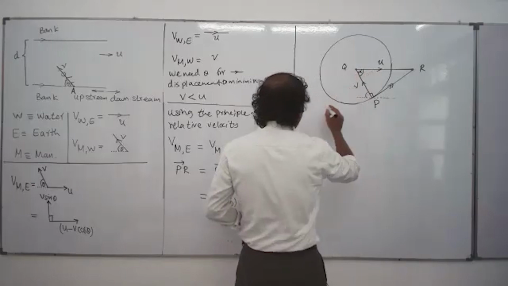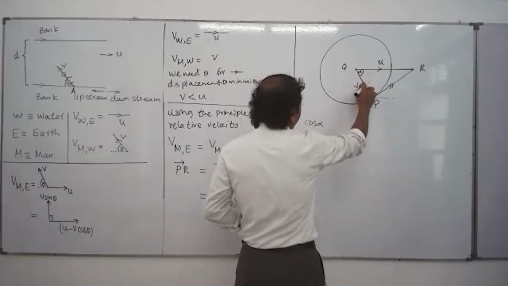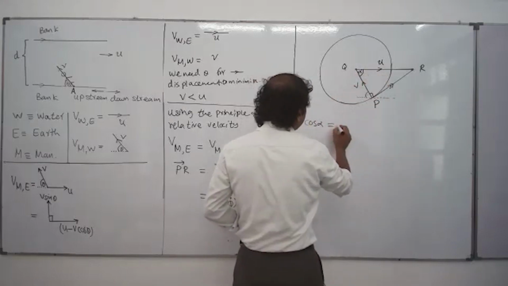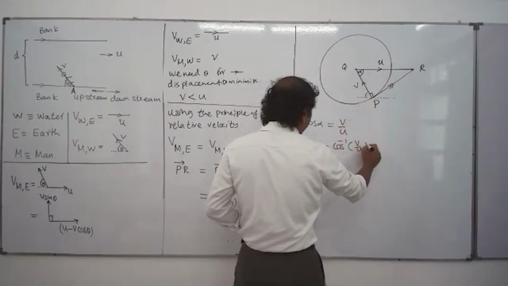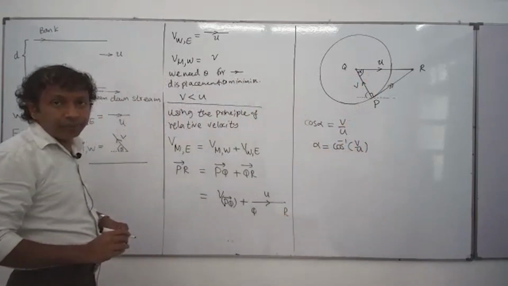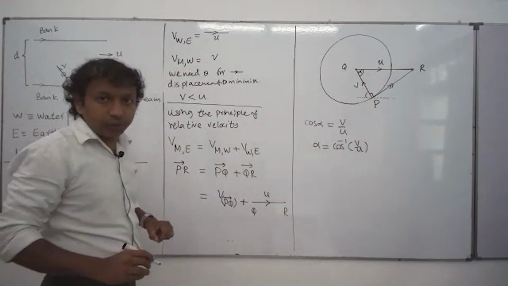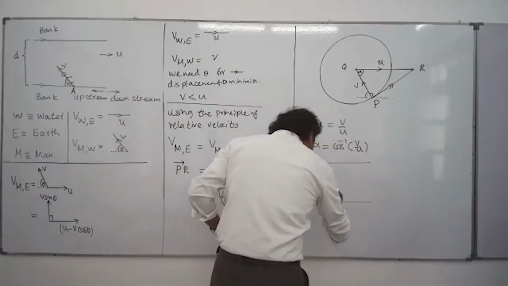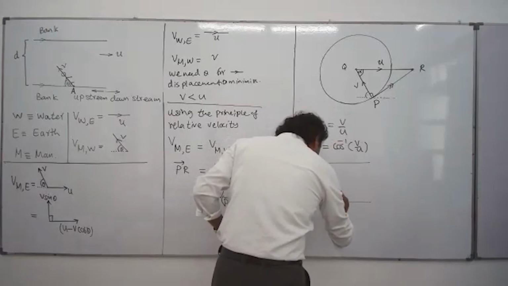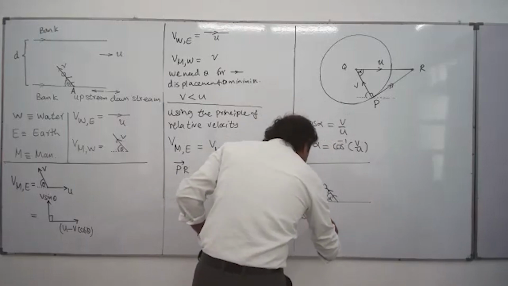Then people, you can find this alpha. What is cos alpha? Cos alpha is adjacent divided by hypotenuse, V upon U. Then alpha is cos inverse V by U. That means the man must make this angle alpha given by cos inverse V by U. Right. Now if I draw that diagram again here, the man should turn his body in a direction like this. Alpha. Cos alpha is given by V by U.